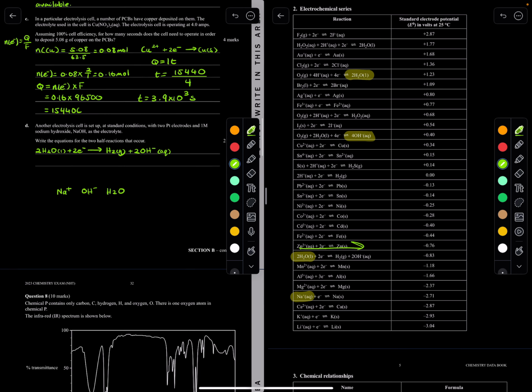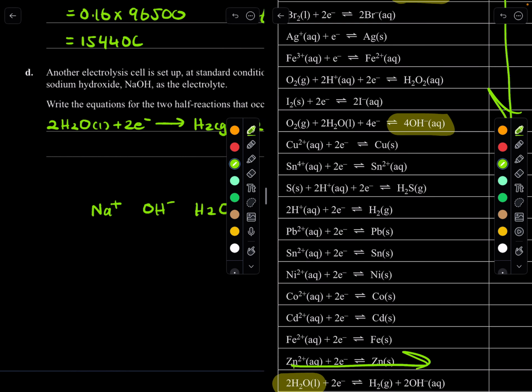That is the first part. And your other part is, you remember to find the strongest one that's going to be oxidized, or the strongest reducing agent, is going to be the one at the bottom and on the right. So this one here. So it's going to be 4OH. So that one.